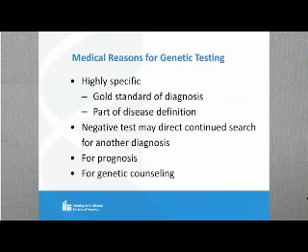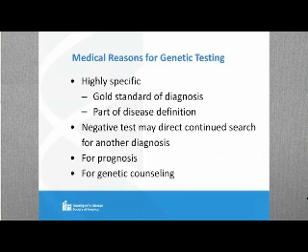For one thing, the genetic test for Huntington is highly specific. It's considered the gold standard for the diagnosis of the disease. It's basically part of the definition of the disease. If a physician has an individual with chorea and is trying to determine if that's Huntington's disease or not, the genetic test will give the answer.